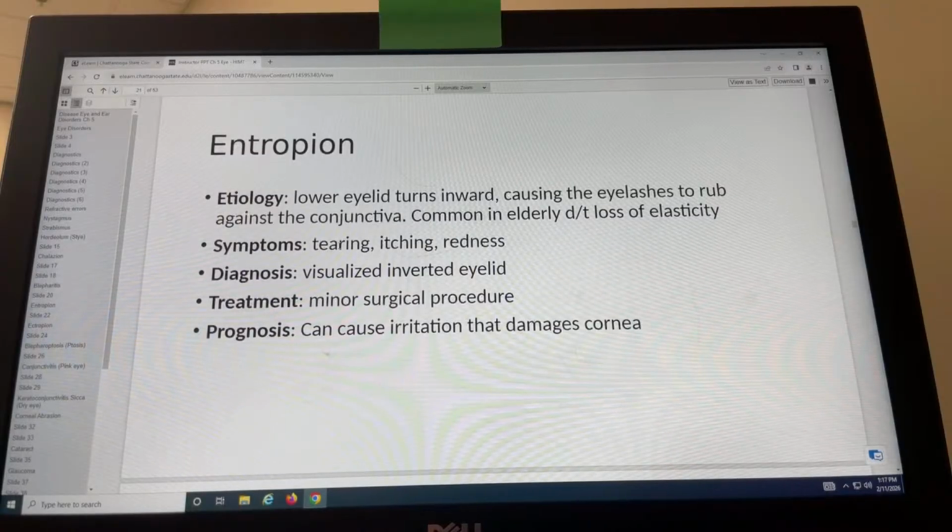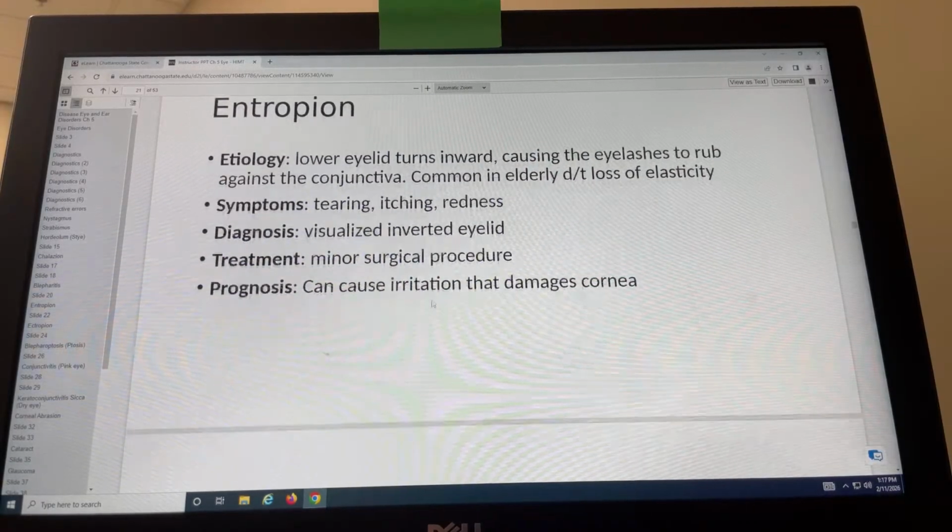So obviously lots of tearing, like more tear production just because it's constantly being irritated, itching, redness. You can just visualize it to diagnose. To treat it, it's a very minor surgical procedure. They just pop it back out and brace it so that it keeps it from doing that. And it's an important thing to get done. It's not just a cosmetic thing. It's actually pretty important that they do take care of it, just because that constant irritation can damage the cornea and cause eye ulcers, right? If you have something constantly irritating and rubbing on your eye, that's not good, right? So that's why they want to get that dealt with.